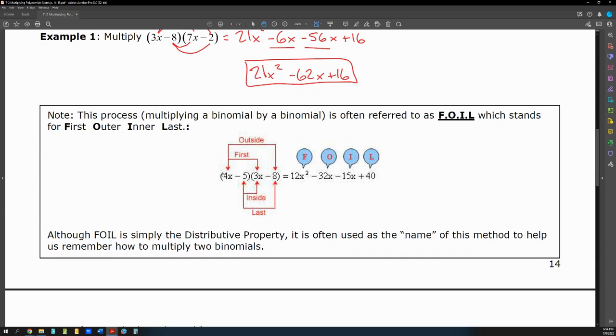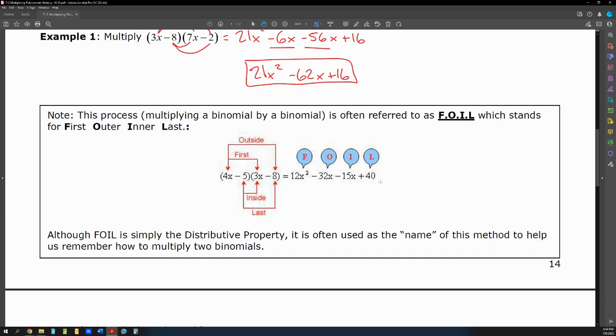So the first terms being 4x and 3x gives us 12x squared. The outside terms multiplying together, 4x times negative 8, is negative 32x. The product of the inside terms, negative 5 and 3x, is equal to negative 15x. And the product of negative 5 and negative 8, the last terms, gives us positive 40. First, outer, inner, last: FOIL.